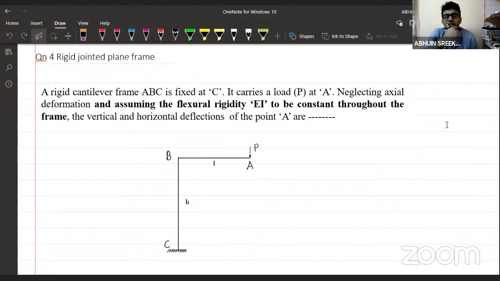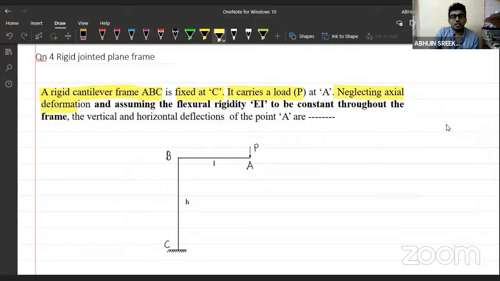Understanding the concept is important, not the question. That's why I have taken this question. Just have a look at the question, try to understand what is given and what it is asking us to find. What is given in the question? A rigid cantilever frame. It's called an open frame or bracket. ABC is fixed at C. It carries a point load P at the end A.